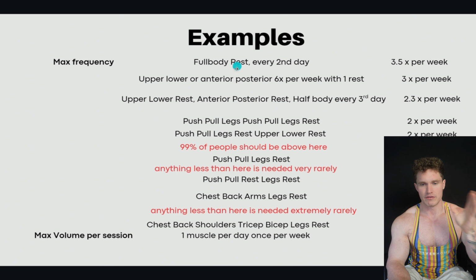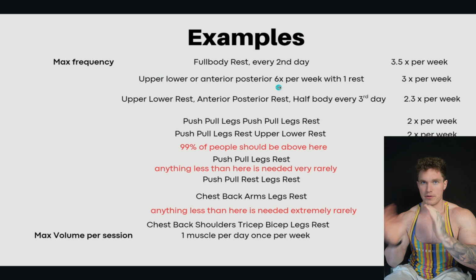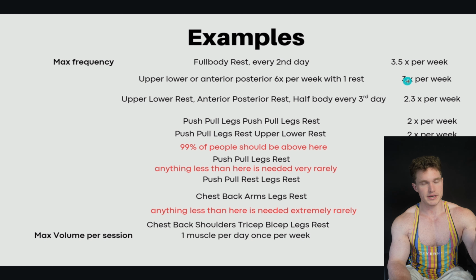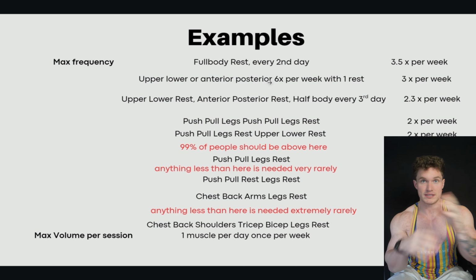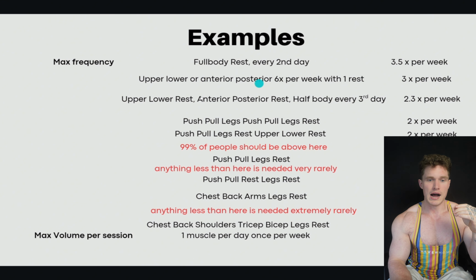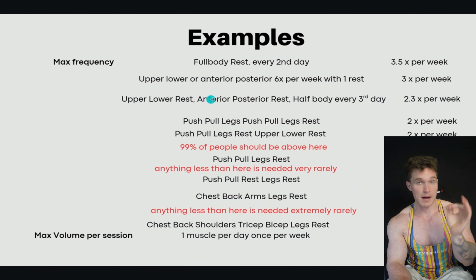So full body and then resting every second day means that every single muscle is getting stimulated 3.5 times a week, so keeping that protein synthesis quite high all the time. The next would be an upper lower or anterior posterior 6 times a week. So you go upper lower, upper lower, upper lower, then rest. But that's again quite difficult to recover from. So you have to have less volume on each day because you're not having as much rest, and you're also not resting the entire system. Upper lower rest, upper lower rest, upper lower rest.